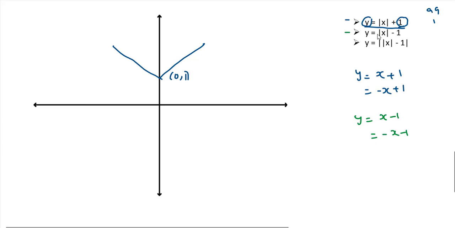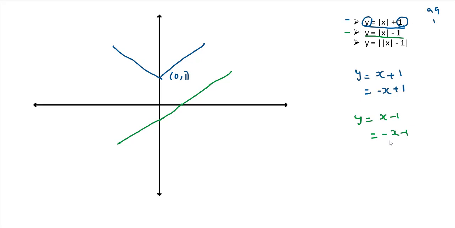Let us now plot the second equation, y equals mod of x minus 1. So in the expanded form, it will look like y equals x minus 1 and y equals minus x minus 1. So the graph for y equals x minus 1 will be shifted 1 unit downward. So it will look like this. So this is your graph for y equals x minus 1.